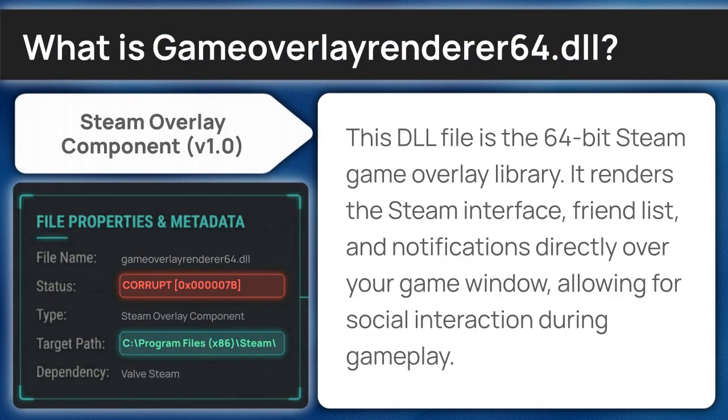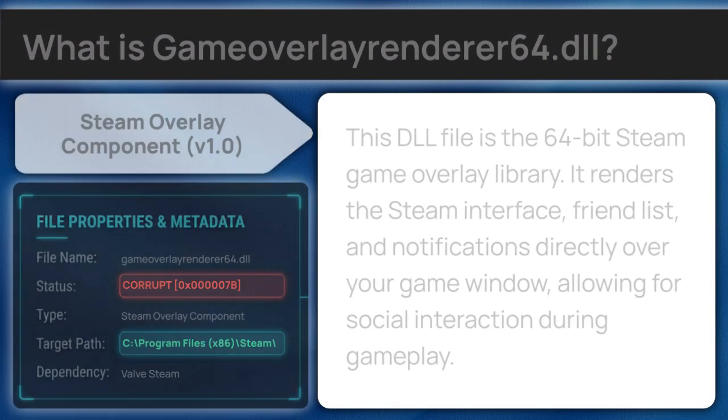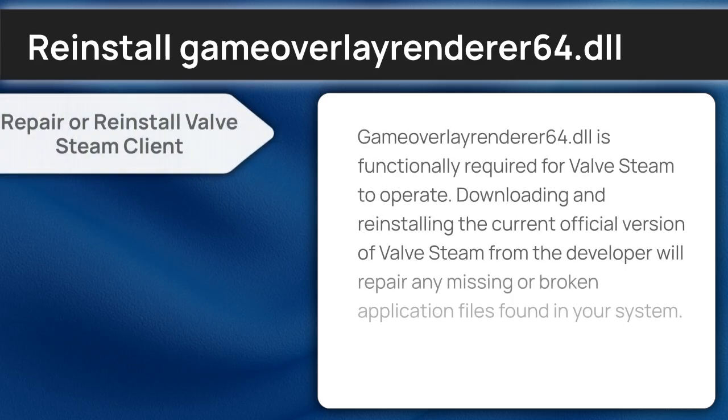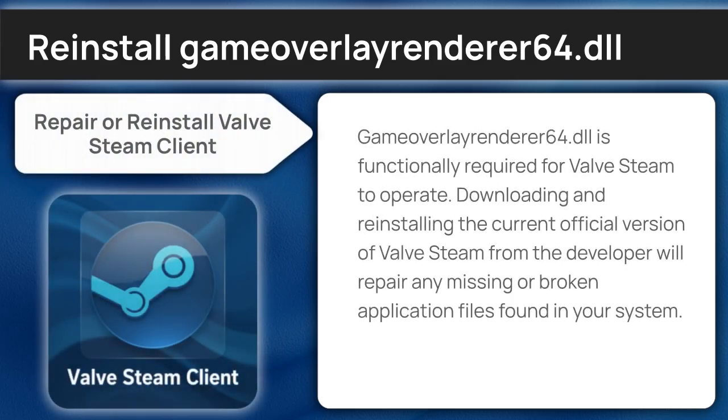It renders the Steam interface, friend list, and notifications directly over your game window, allowing for social interaction during gameplay. Now that you have the context, let's move into the repair process with a fresh installation. The Gameoverlayrenderer64.dll is bundled directly with Valve Steam rather than being a standard Windows system file. Reinstalling the latest version of Valve Steam is the most reliable way to restore this specific dependency safely.